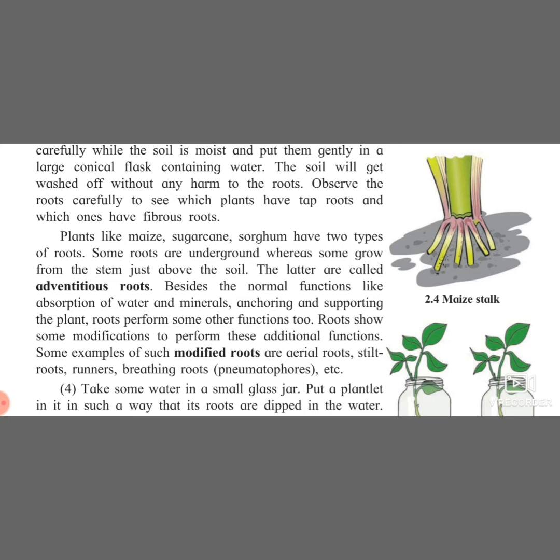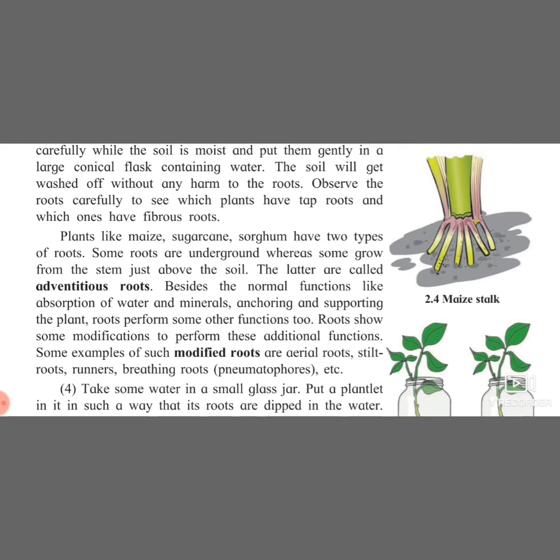So that above, which is growing near the stem area, is said to be an adventitious root. Besides the normal functions like absorption of water and minerals, anchoring and supporting the plants, roots perform some other functions also. So what are the main functions of a root? Yes, root functions are to support the plant, to anchor the plant. Anchor means to take the nutrients from the soil and pass them to the remaining parts of the plant. Absorption of water and minerals also.